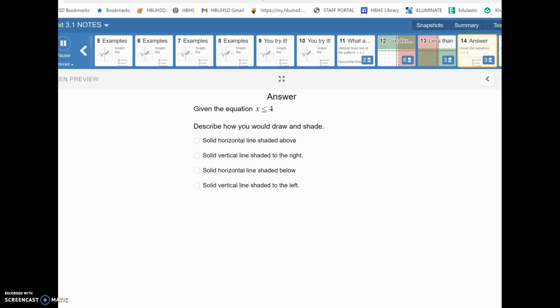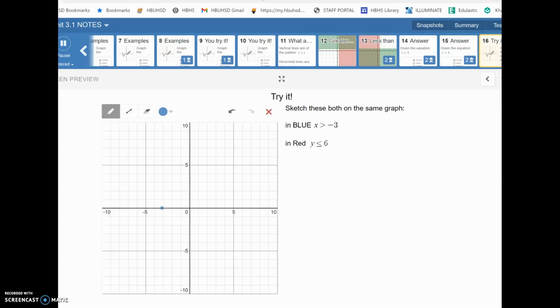So you looked at those 12 and 13. You played with the sliders. So it's x is less than or equal to 4. How would you draw this line? And how would you shade? So you might want to look back at 12 and 13 to determine. X is a vertical line. Am I going to do solid or dashed? For x is greater than -3. Dashed.